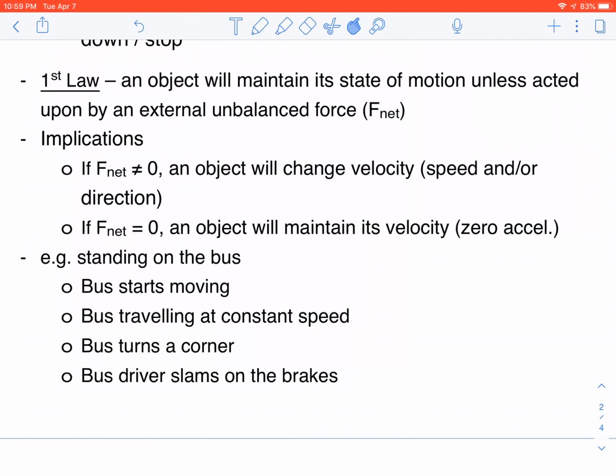It rolls past Mr. Sinha's door going at 1 meter per second. It will go past Mr. Gupta's room at 1 meter per second. It will go past Miss Orban's room at 1 meter per second. All right? There are no unbalanced forces acting on the object. There's a tiny amount of air resistance, but I'm going to pretend that it's negligible and it doesn't affect the speed of that ball.